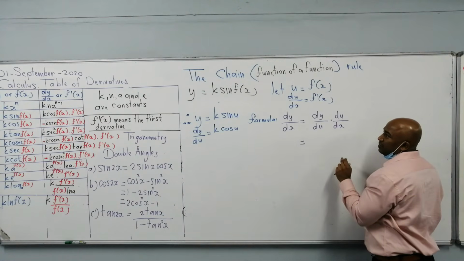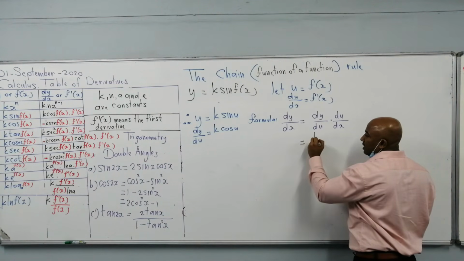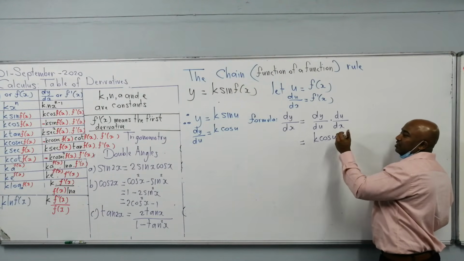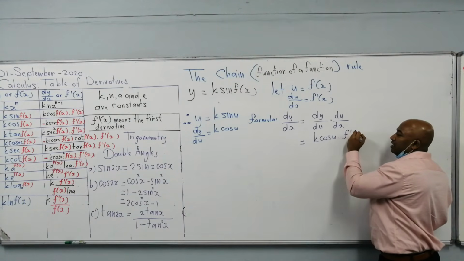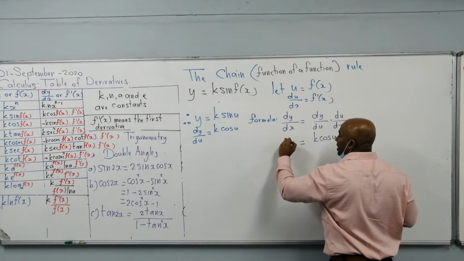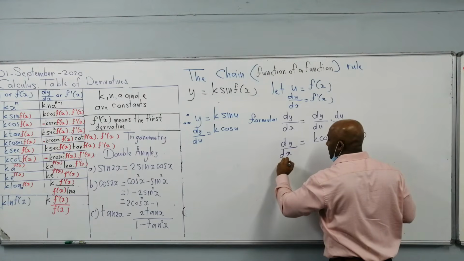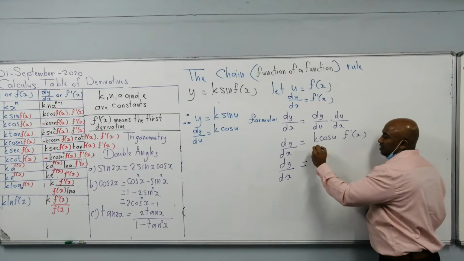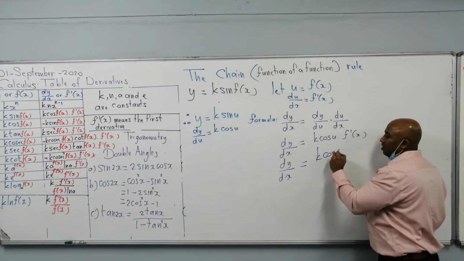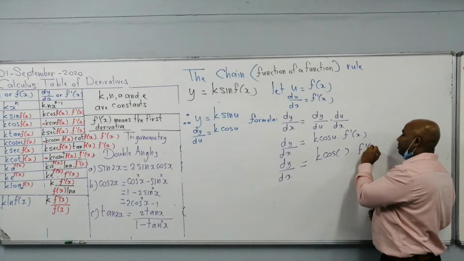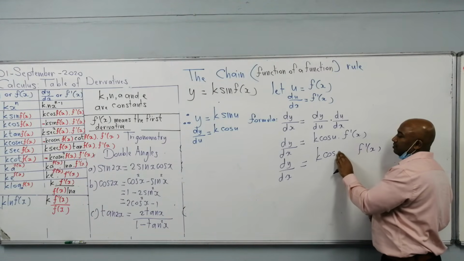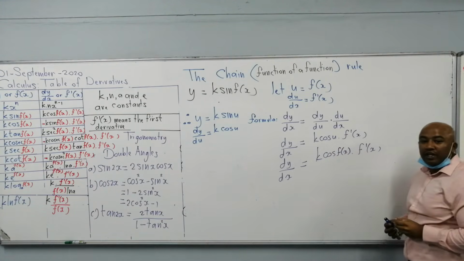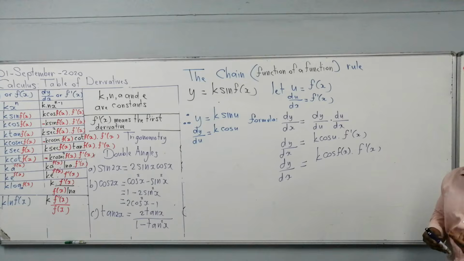So what is my dy over du? My dy over du was k cos u. What is my times du over dx? What is my du over dx? F prime x. So therefore, my dy over dx, I can now substitute back for u. So that's going to be k cos of u times f prime x. And what was u? U was f of x. So this is how you actually work it out, by using the chain rule.